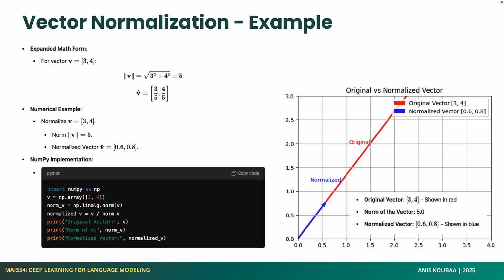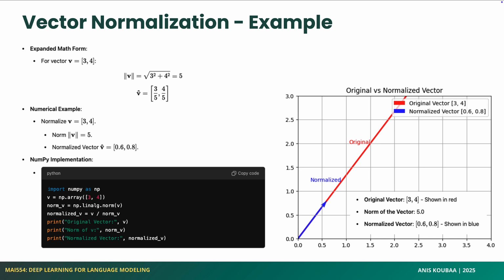We have an original vector (3, 4) and a normalized vector. The blue one is the normalized version of the red one. So what's the difference? They have the same direction. The normalization doesn't change the angle, so it doesn't change the meaning. Now, angle means meaning.